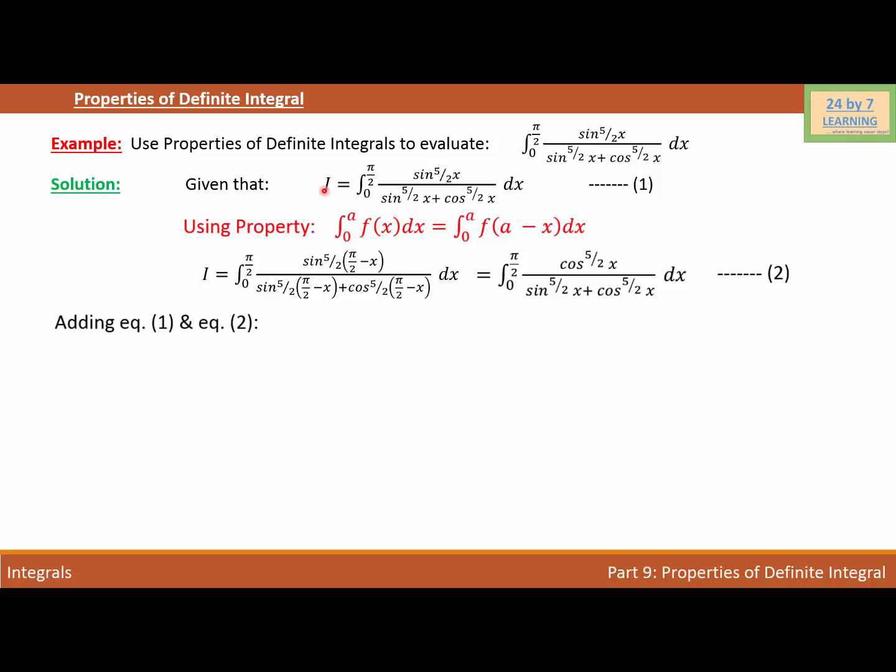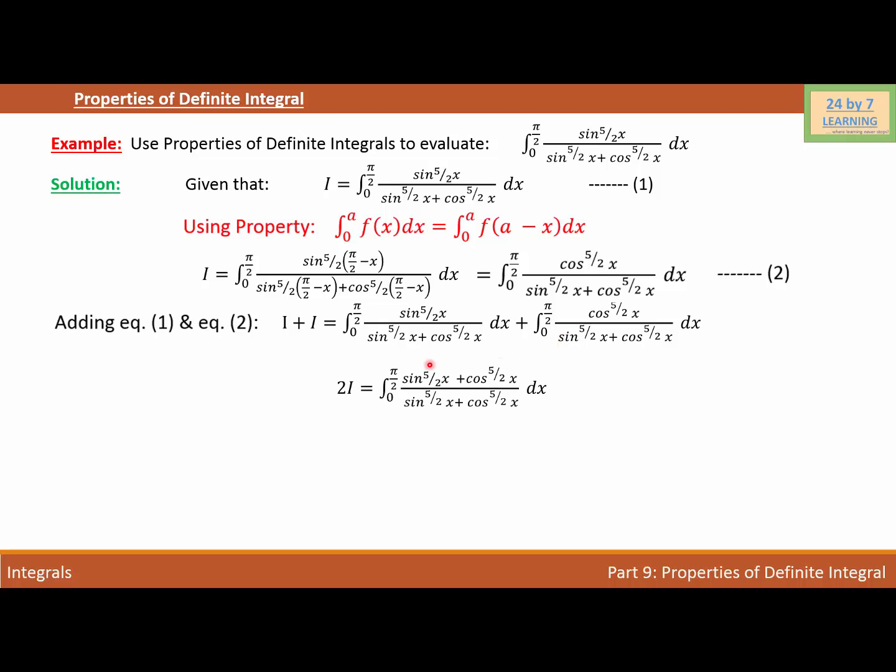So if we do that, we will write I plus I on the right hand side is equal to this term which is over here plus this term which is over here. As you can see, our denominator is same, so we just have to add the numerator. So if we do that, in our right hand side we have integration from 0 to pi over 2, this term sine 5 over 2 x plus cosine 5 over 2 x over the denominator dx. And on the left hand side I have I plus I, which is 2I.